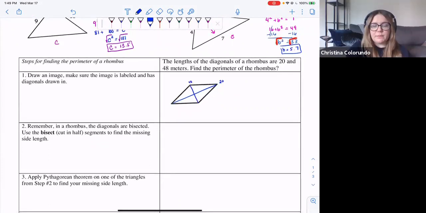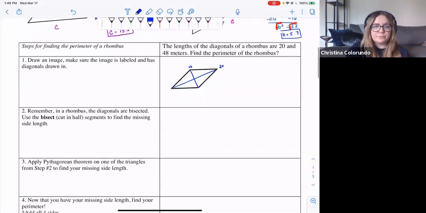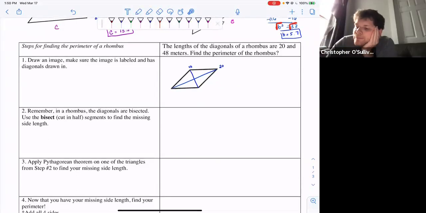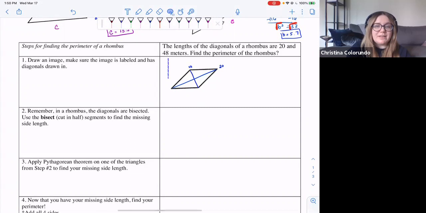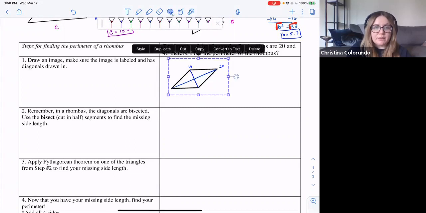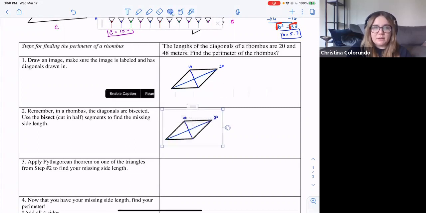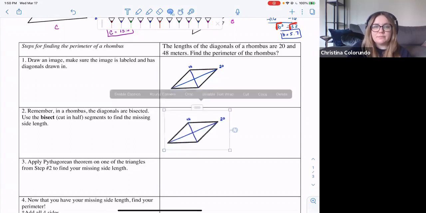A note that I just wanted to make is Mr. O'Sullivan has put them in the corners of the shape, but there is no degree sign. We are not talking about the angles. Those numbers are related to the diagonals that are inside the rhombus. Perfect. And then what does step 2 say? Remember, in a rhombus, the diagonals are bisected. Use the bisect, cut in half, segments to find the missing side lengths.